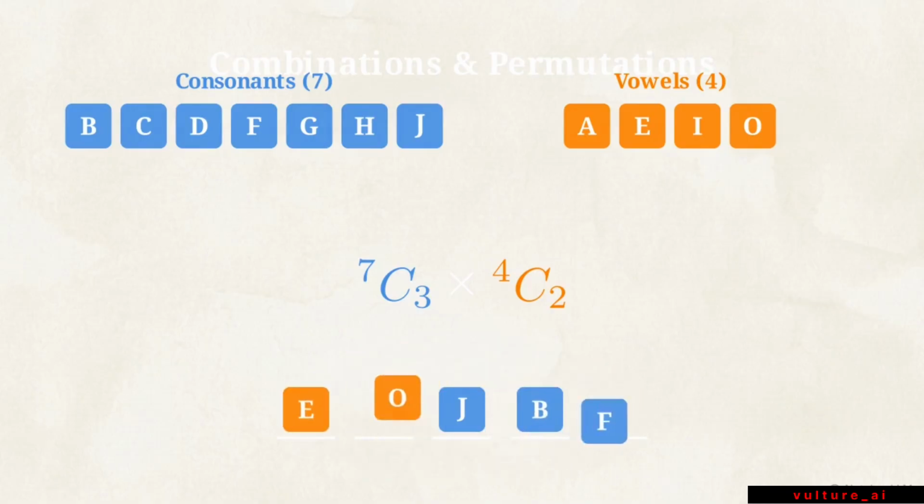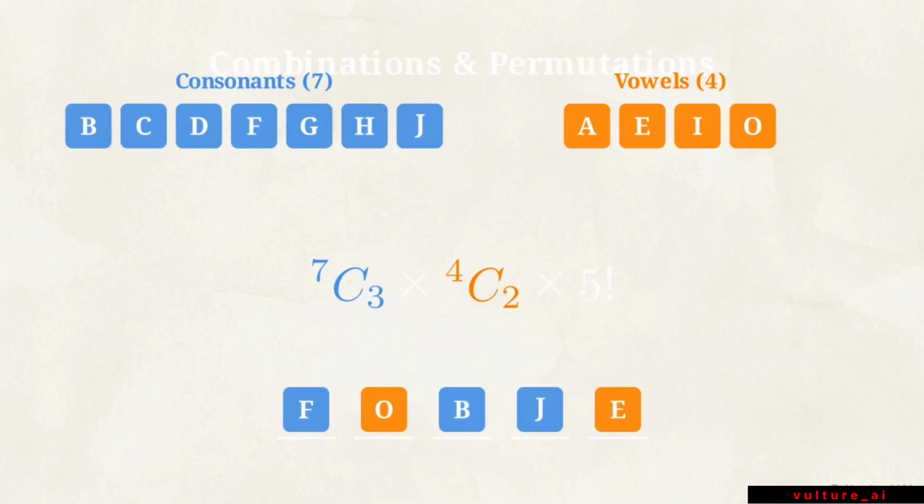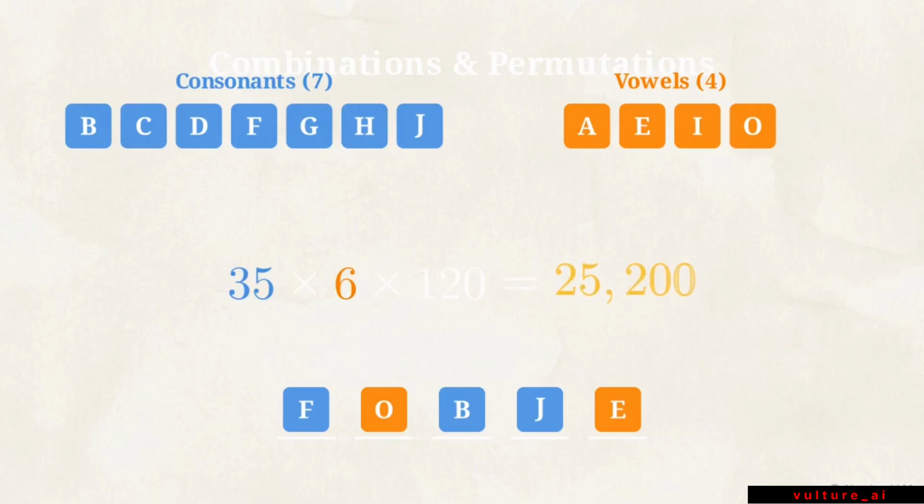Now that we have 5 letters chosen, we need to arrange them into a word. This adds the element of order, so we multiply our selection by 5 factorial. This 2-step process brings us to a total of 25,200 words.